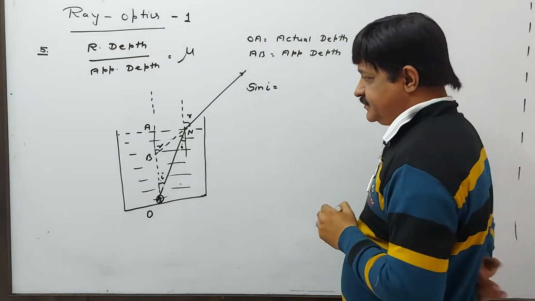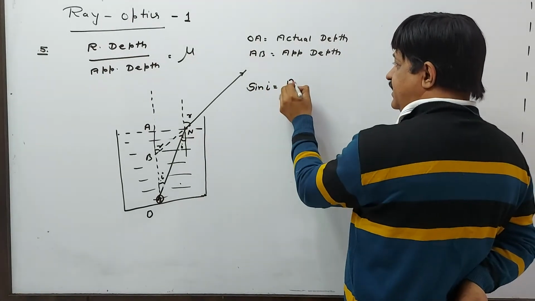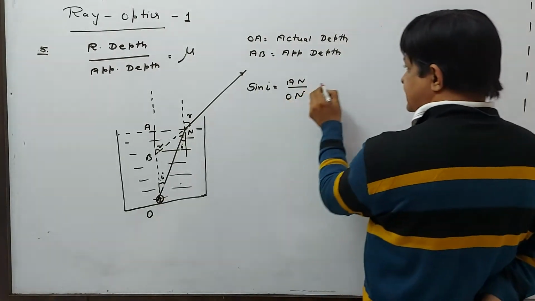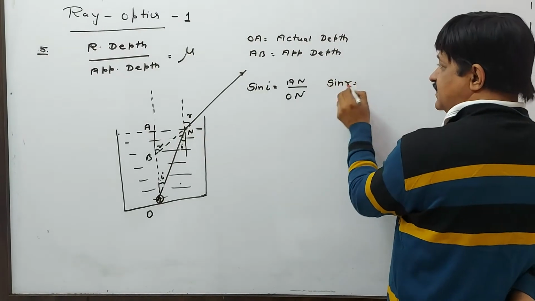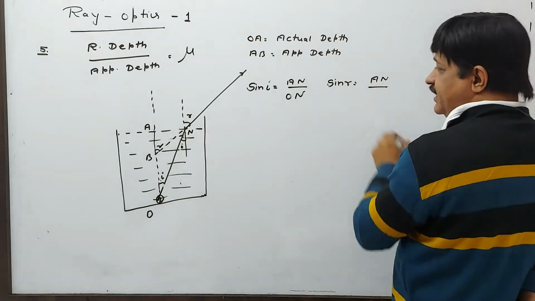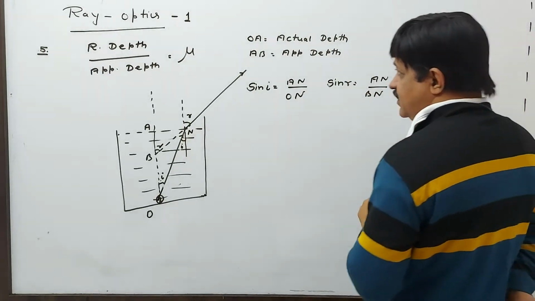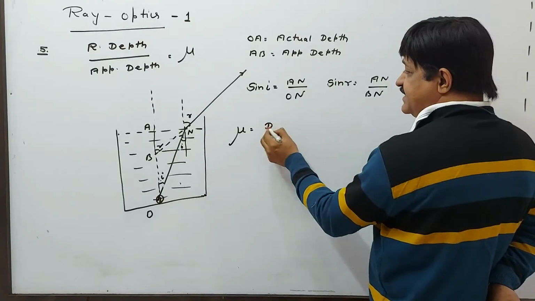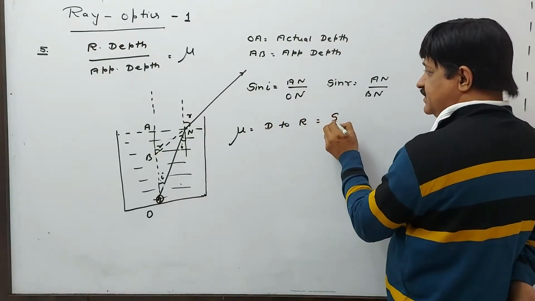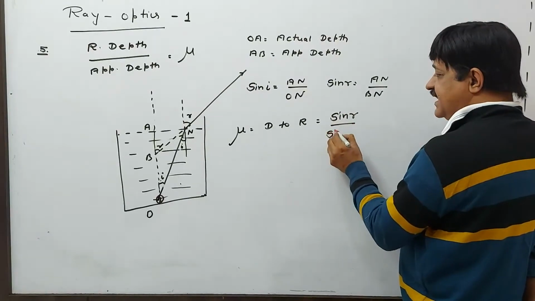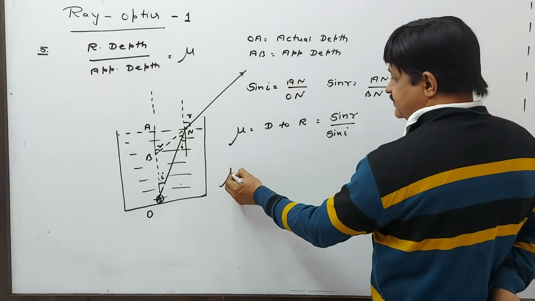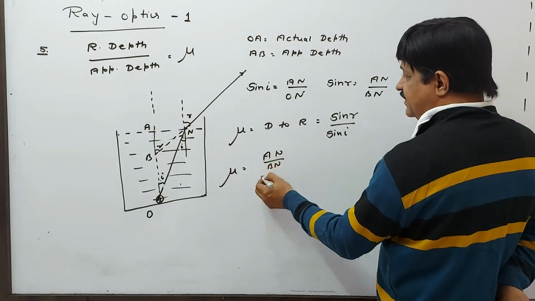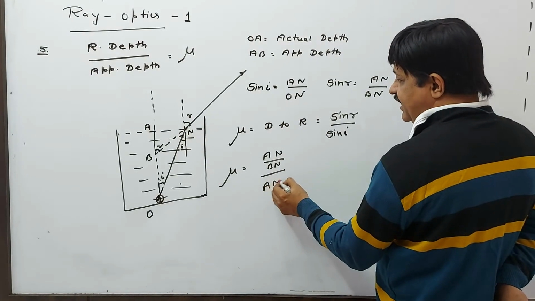Sin I is perpendicular upon hypotenuse. Sin R is perpendicular upon hypotenuse. So if you take the refractive index mu, because of denser to rarer, it is sin r upon sin I. We put the value of sin r as AN upon BN, and the value of sin I as AN upon ON.